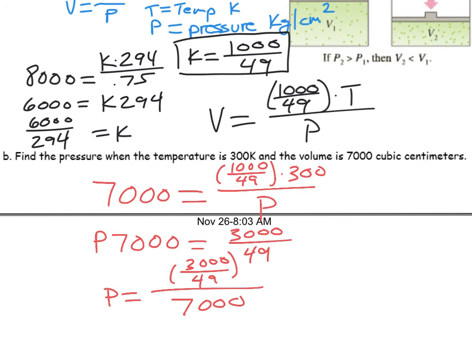Just be safe. Anytime you're using a fraction like that, when you put it in your calculator, put parentheses around it. Here we'll go with the decimal as our answer. 0.87, and for pressure it was kilograms per centimeter squared. And there you have it.